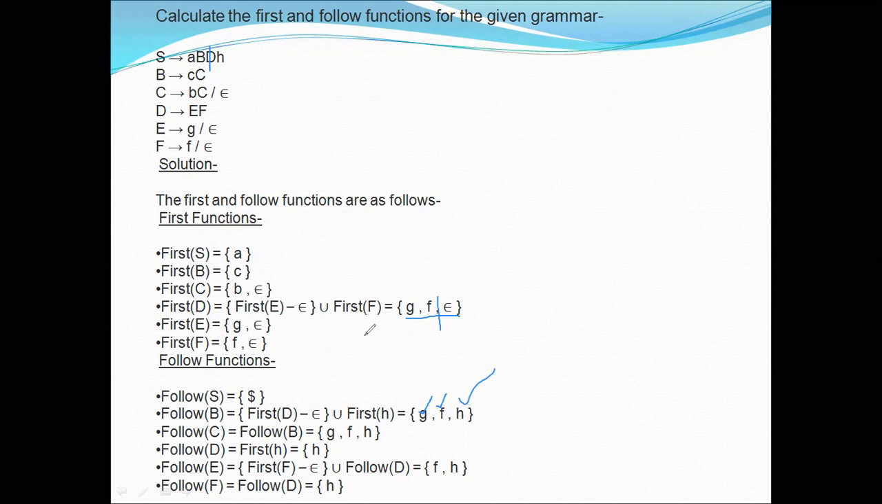While C, just one second I will tell you. B is following D, and what is the first of D? First of D is equal to G, F, epsilon. So we included G, F here, and epsilon we substituted here. If you substitute here, it vanishes. Okay, B is following H. So just write it down. H also we included here.